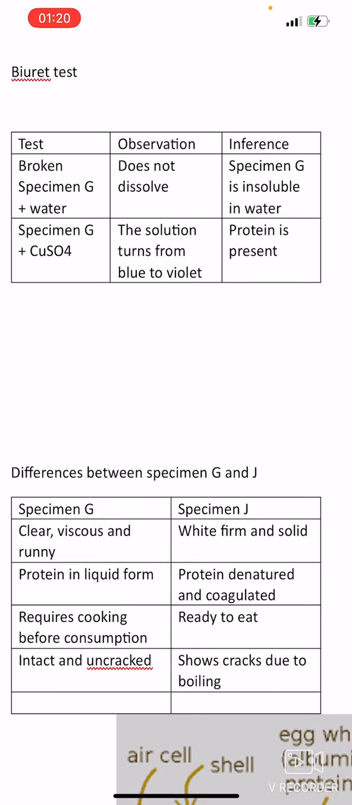And then the differences between specimen G and G, that's raw egg and boiled egg. So you can see it. One is intact and uncracked. One shows cracking during boiling. One is clear, viscous and running. One is white and firm. So you can just quickly observe the difference.